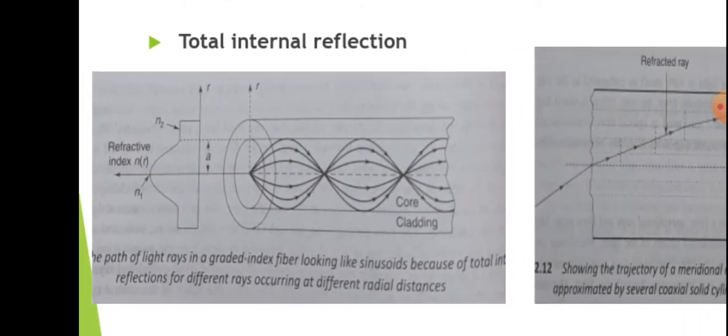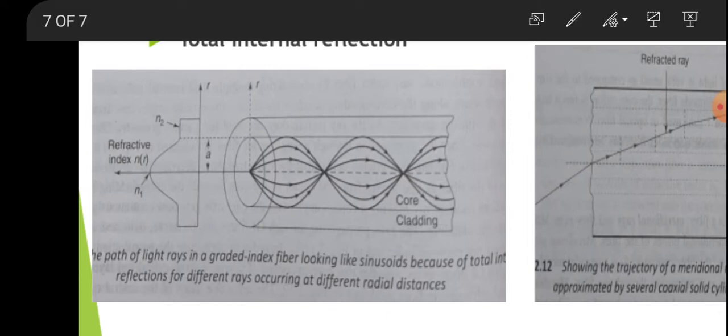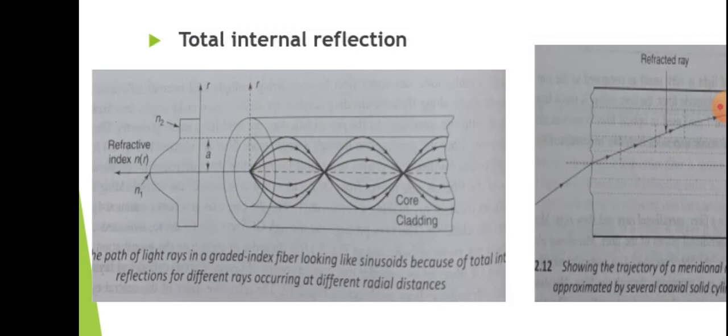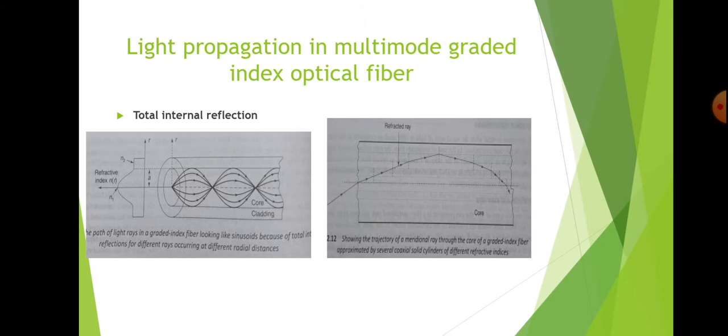So the overall effect will be like this. The path of the light ray in a graded index fiber will look like sinusoids because of total internal reflection for different rays occurring at different radial distances. And this is the mechanism behind the light propagation in multimode graded index fiber. I think you understood the concept. If you have any doubt, you can ask me.